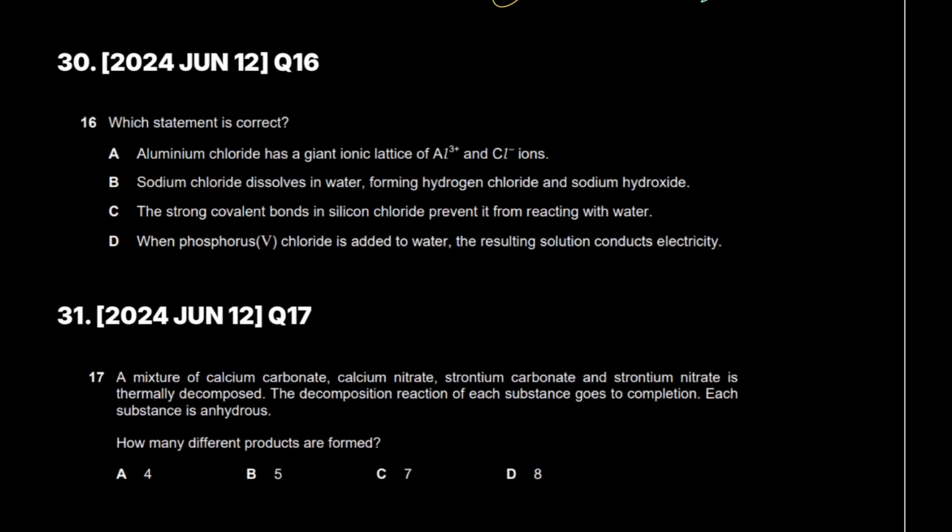Which statement is correct? Aluminum chloride has a giant ionic lattice of Al3+ and chloride negative ions. Now please understand that aluminum chloride at room temperature and pressure is Al2Cl6, right? That's the simple molecular state for it. It's in its simple molecular state.